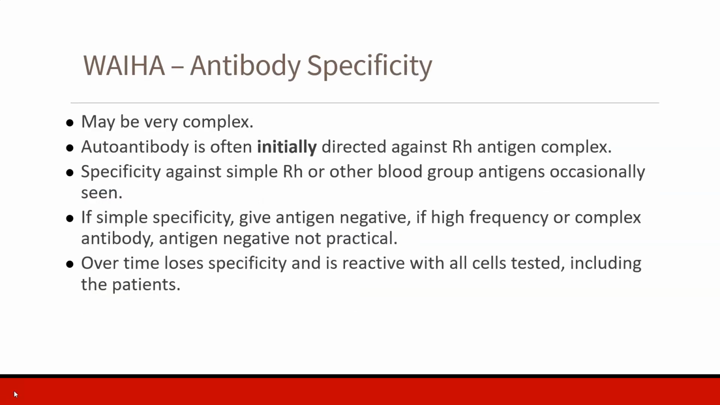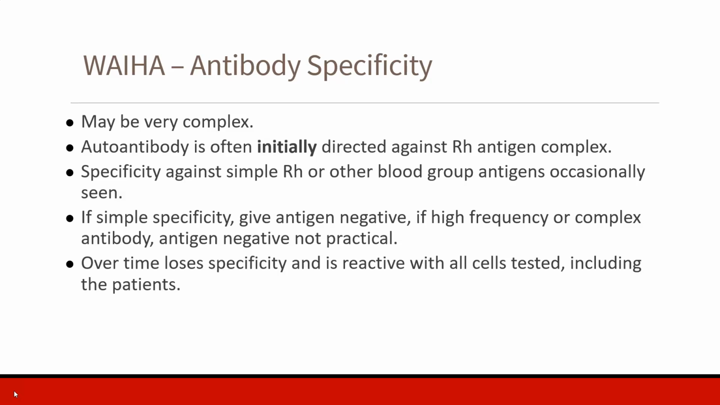Warm autoantibodies can be very challenging and very complex. Autoantibodies are often initially directed against the Rh antigen complex, as we spoke about before, anti-e, but the patient's e positive. The specificity against simple Rh or other blood group antigens occasionally are seen. If simple specificity, give antigen negative blood. If it's a high frequency or complex antibody, antigen negative blood may not be practical. You may not find antigen negative blood. Over time, these warm autos will lose their specificity and will be reactive with all cells tested, including the patient's.